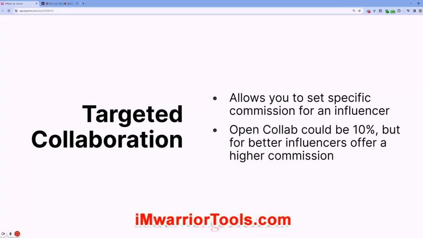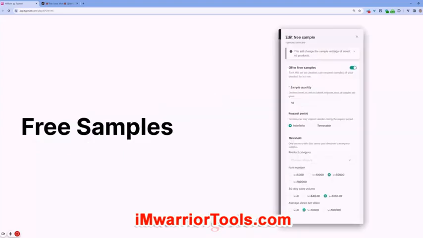But for our targeted collaborations, maybe it's an influencer we've worked with for a while that's had great success for us. We're offering them maybe 15, right? So targeted collaboration, all it is, it allows you to offer a different commission rate for a different influencer that you're working with. That's really the only difference between it.